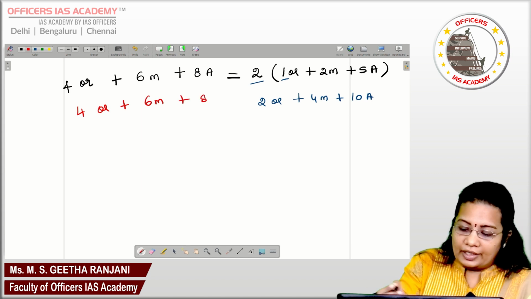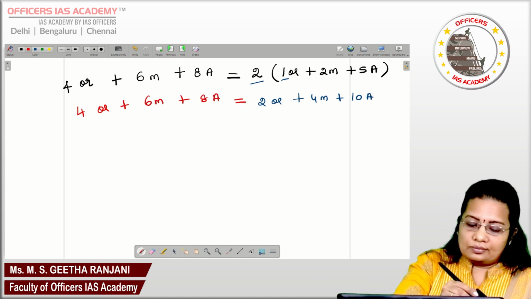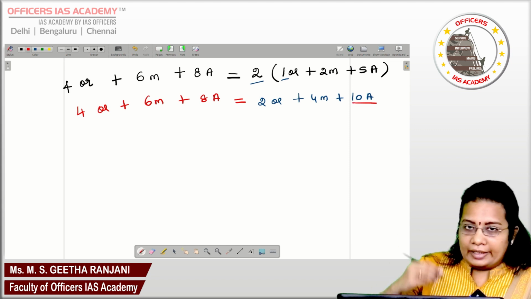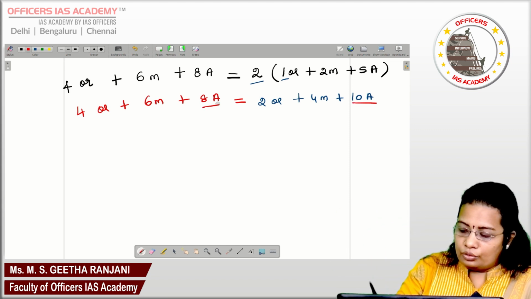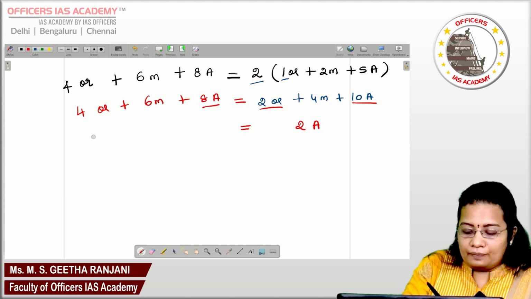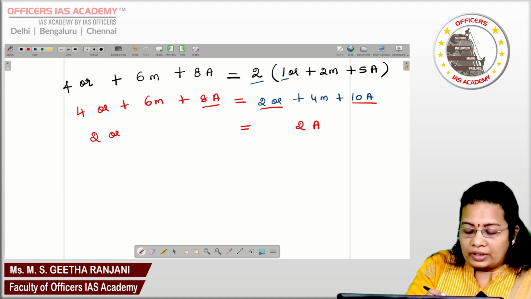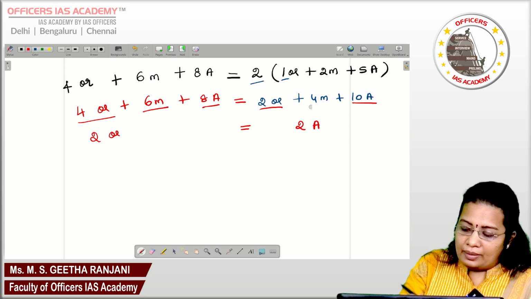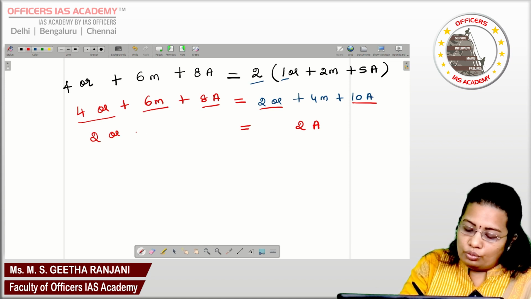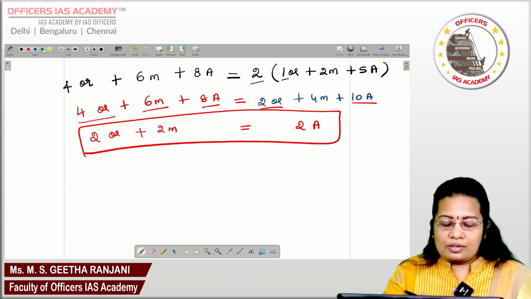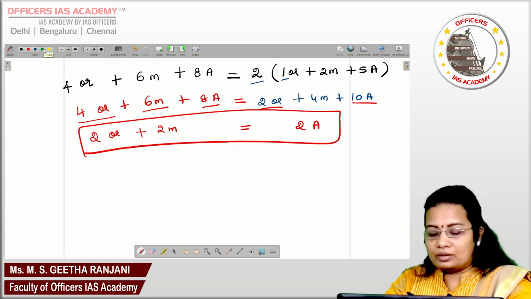Left side I have taken as it is. Now this 10 apples minus this 8 apples, I can bring this side: 2 apples. This 2 oranges will go this side because 4 is the highest value which is placed in the left. 4 minus 2, 2. 6m minus 4m, 2m. What is the meaning? 2 oranges plus 2 mangoes equal to 2 apples.